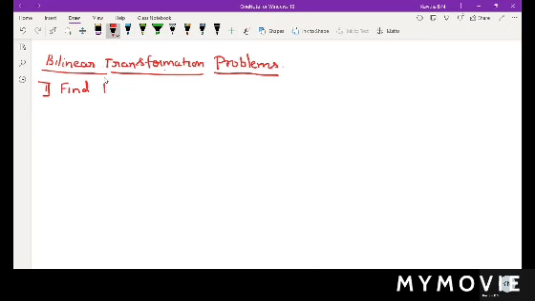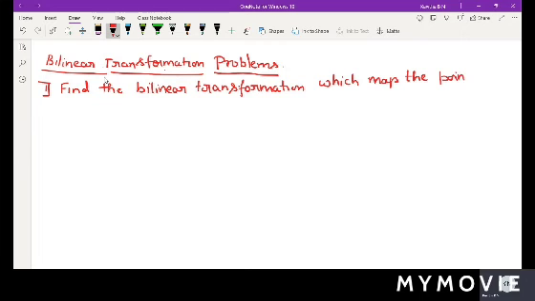Find the bilinear transformation that maps the points z is equal to 1, i, minus 1 into w is equal to i, 0, minus i.